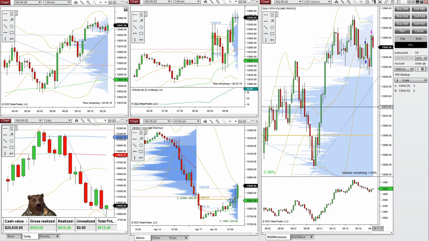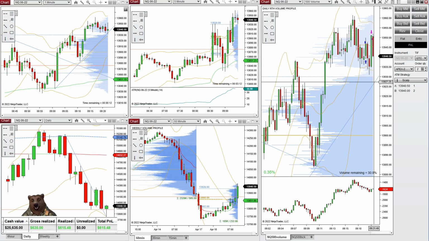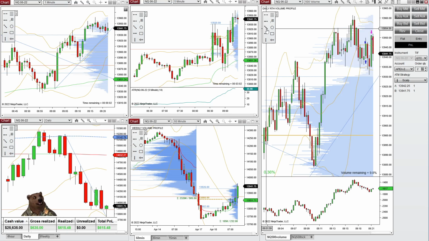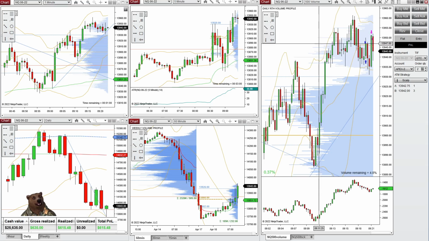I didn't like that trade. I got lucky. I moved my stop way down too low. And I actually thought about getting out down here at 38, but I got in with a little bit too much size. So that's probably going to be it for me today, I think. I think that's a good sign that I'm not making very good decisions at this point.